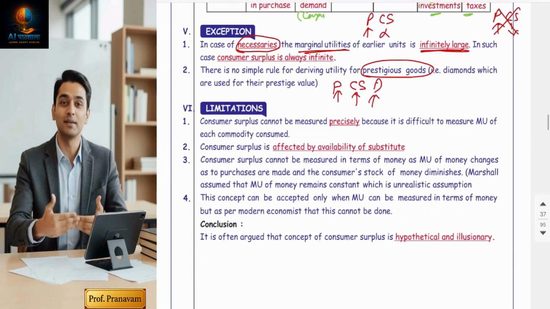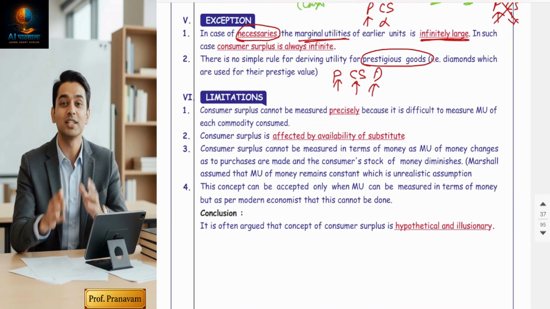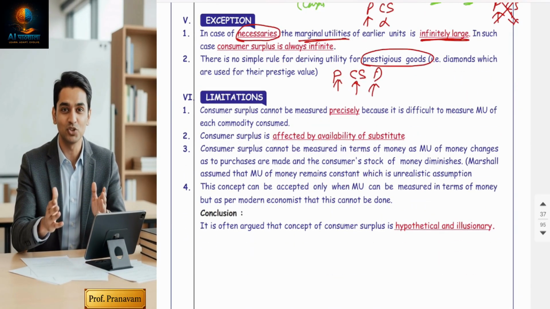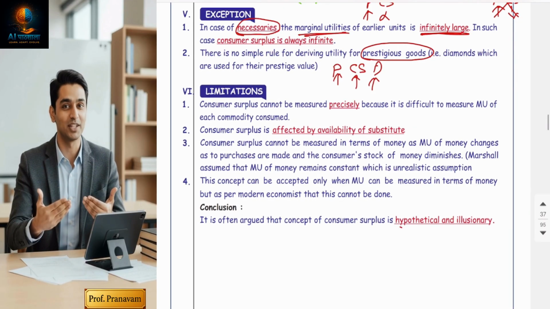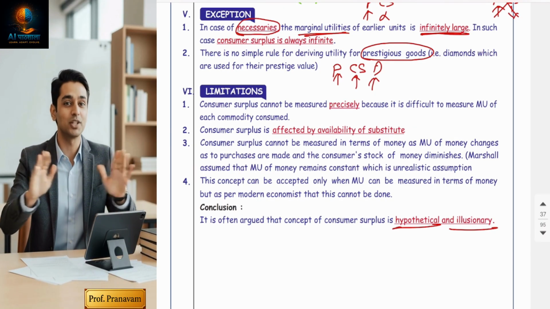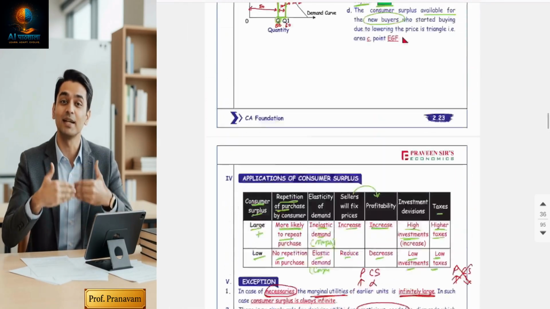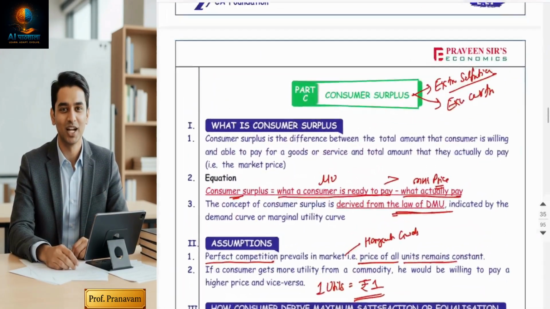Limitations. Guys, the conclusion is this theory is based on a lot of assumptions. Hence, this theory is hypothetical and illusionary. Okay, so this is the summary of the consumer surplus.